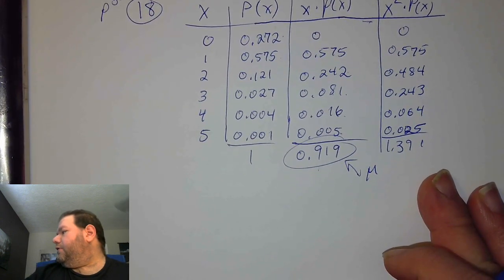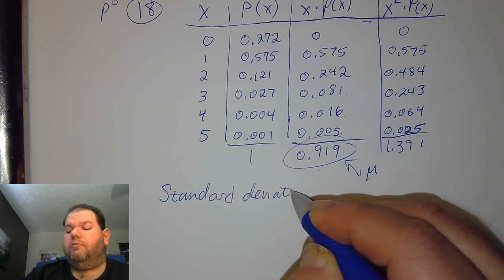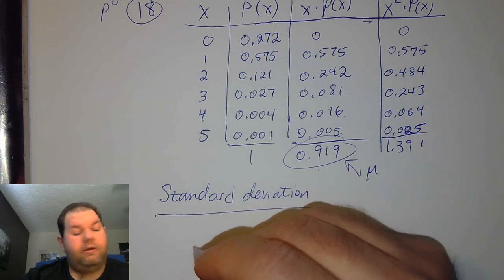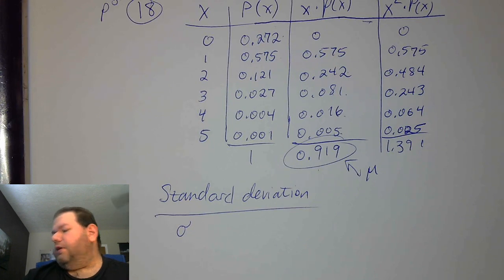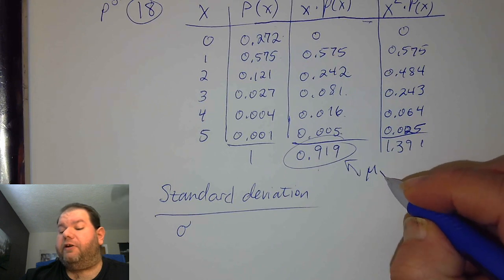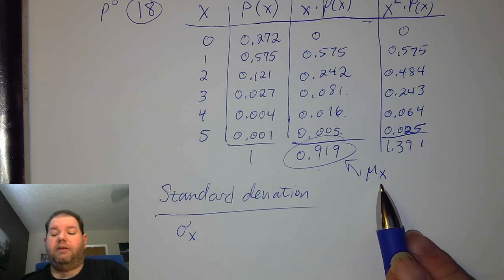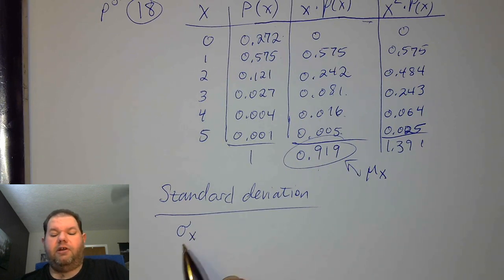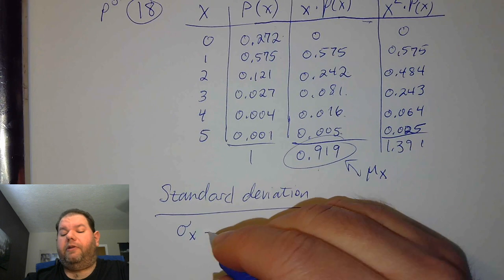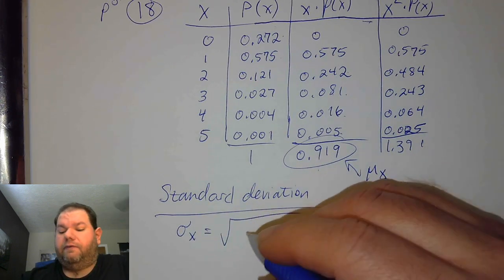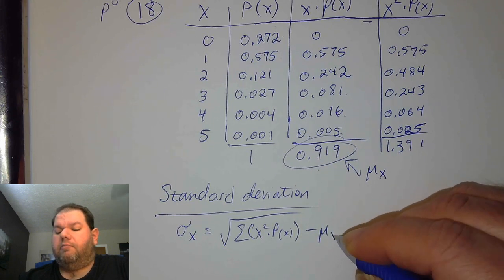And so our standard deviation turns out to be, we'll do sigma. One of the things that you'll notice that we do here is that because we're talking about our discrete random variable, instead of saying just mu for the mean, we'll give it a subscript of x, meaning that it's for the random variable x. Same thing here. For the standard deviation, we'll give it a subscript of x because it's for the discrete random variable x. So this is the square root of the sum of x squared times p of x minus mu x squared.